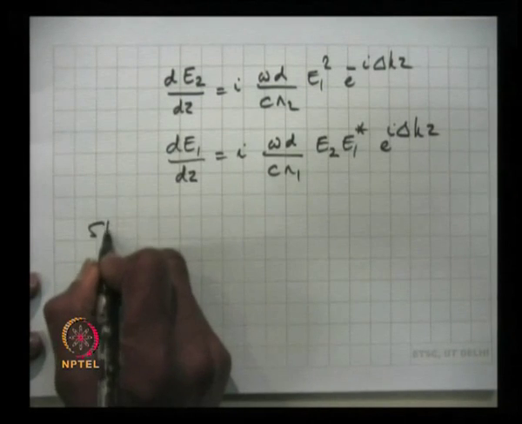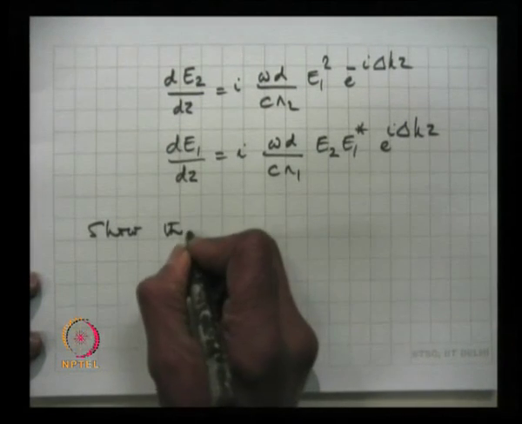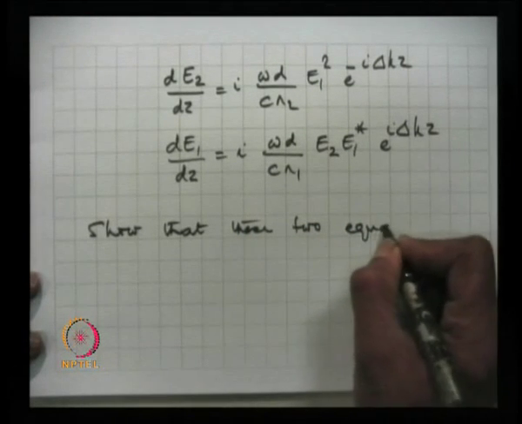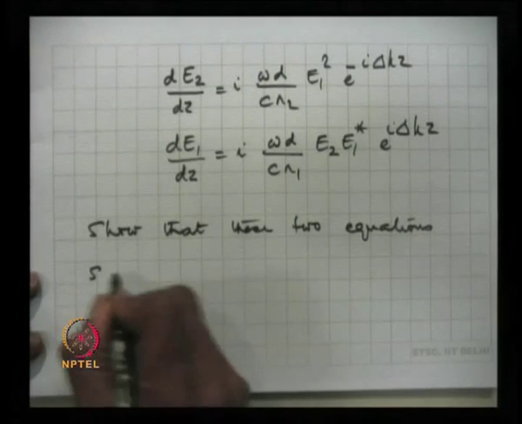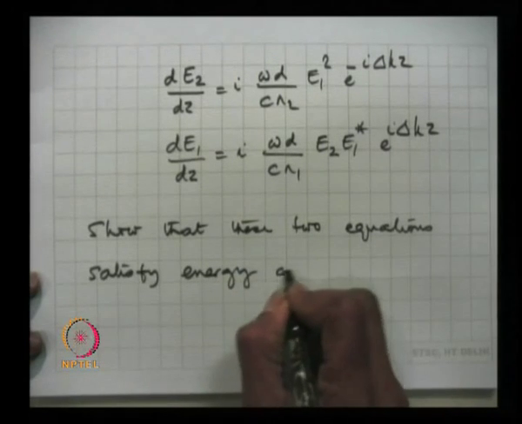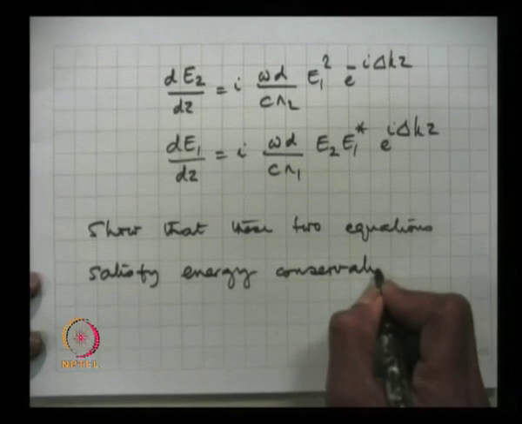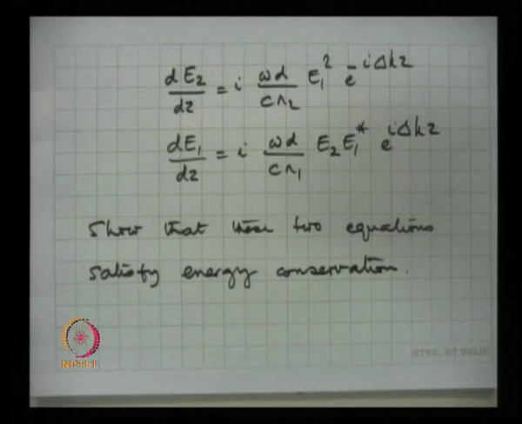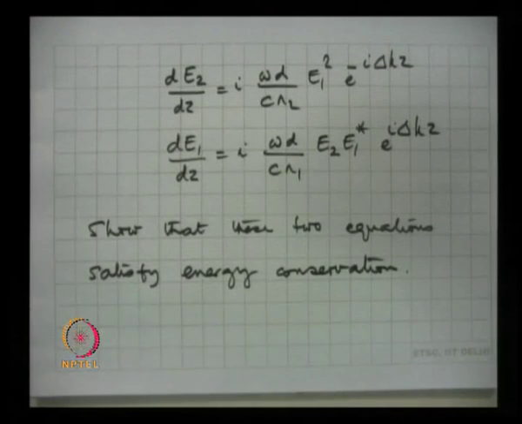Show that these two equations satisfy energy conservation. E1 is the electric field of the omega wave, E2 is the electric field of the 2 omega wave, and so E2 is getting generated from E1, so there must be energy conservation. So you need to show that these two coupled equations satisfy energy conservation. Okay, so I leave this problem to you.